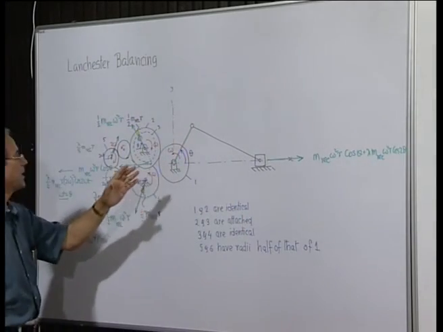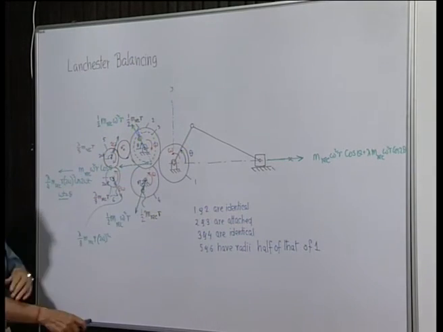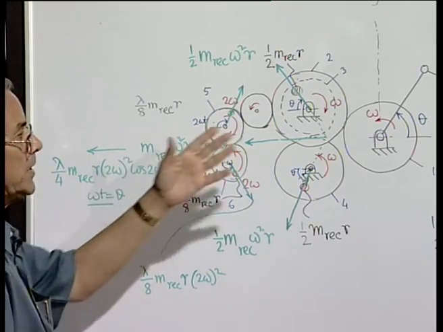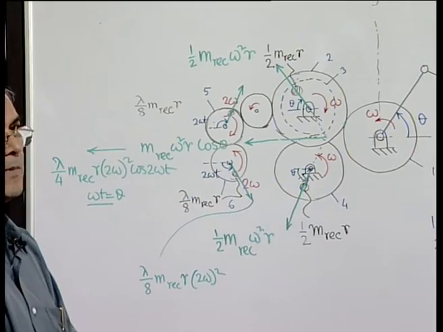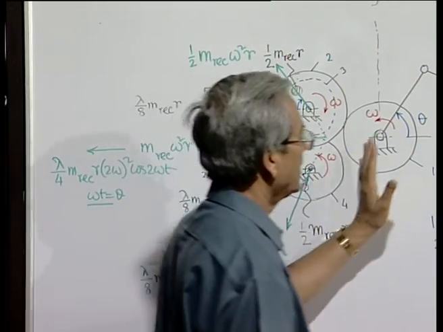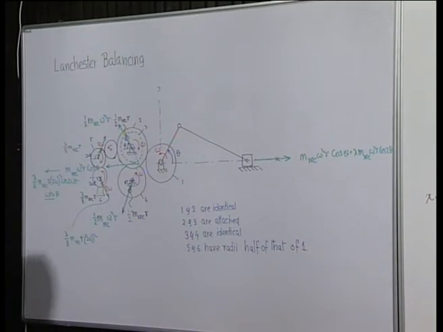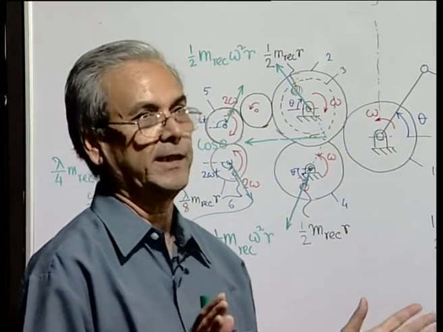So, the primary is being neutralized by this set of balanced masses, and the secondary is being balanced at every instant by this set of balanced masses. This way we can find that a complete balancing of the reciprocating unbalanced forces of a single cylinder machine can be achieved up to the secondary.